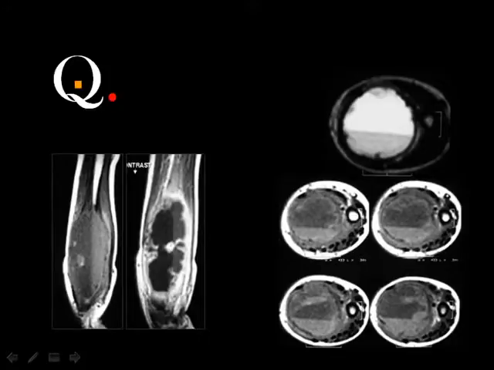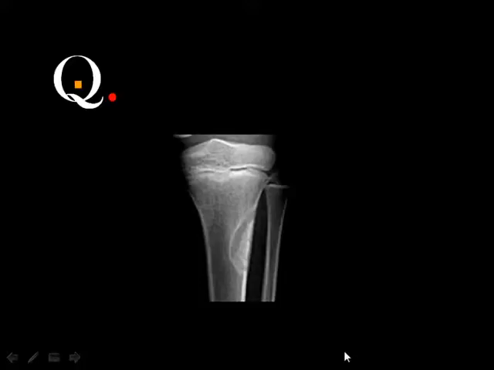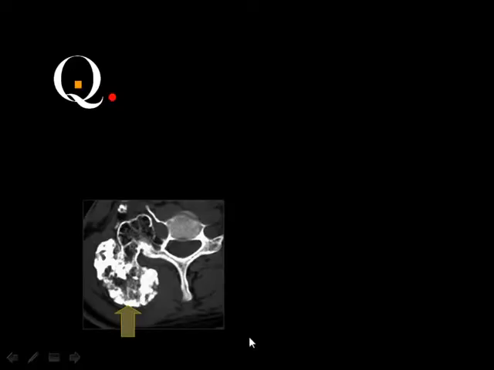There are 2 bones. Yes, very good. Okay. Osteochondroma, fibrous cortical bone defect. Lymphoma or metastasis. Okay. Whenever you see this bone marrow infiltration in the spine, number 1 is metastasis, because metastasis is much more common than lymphoma in the spine.